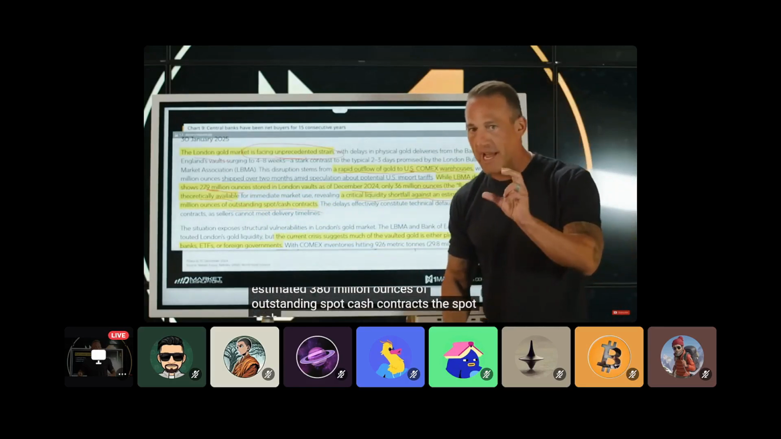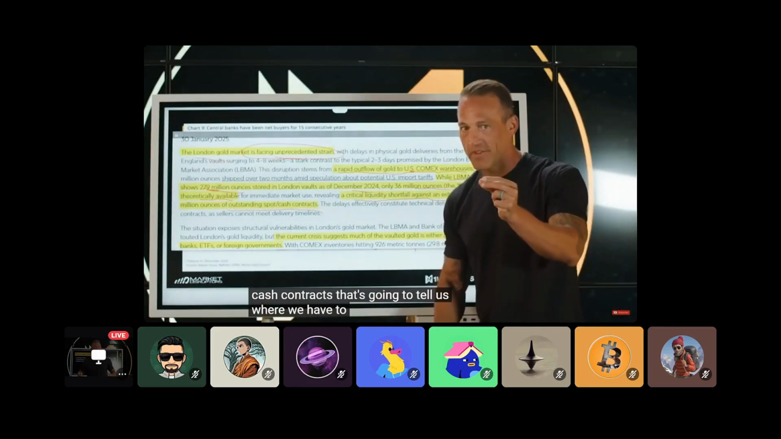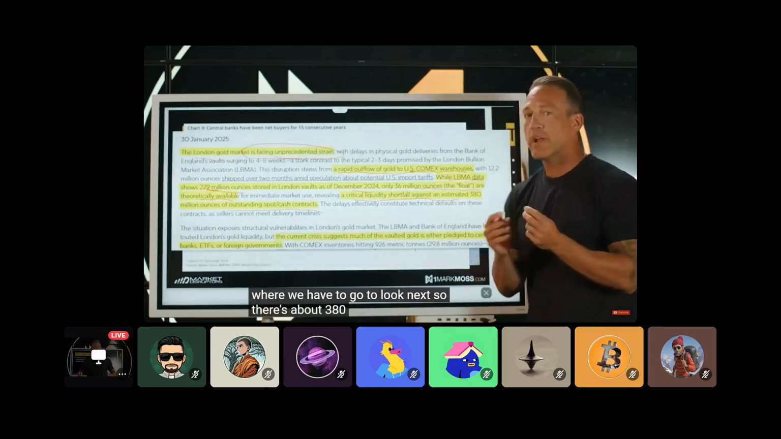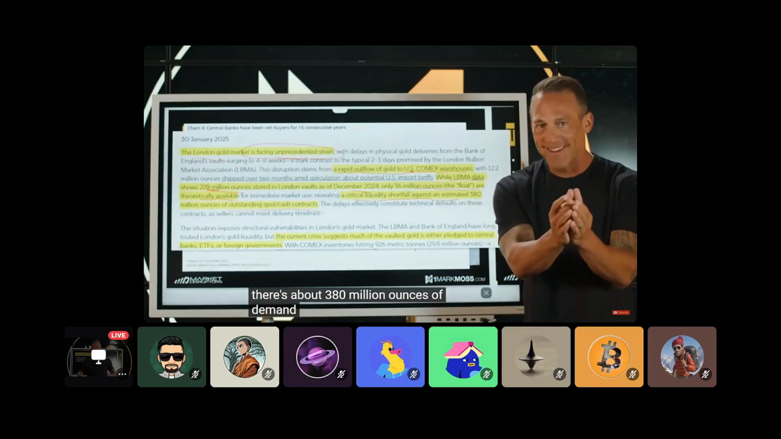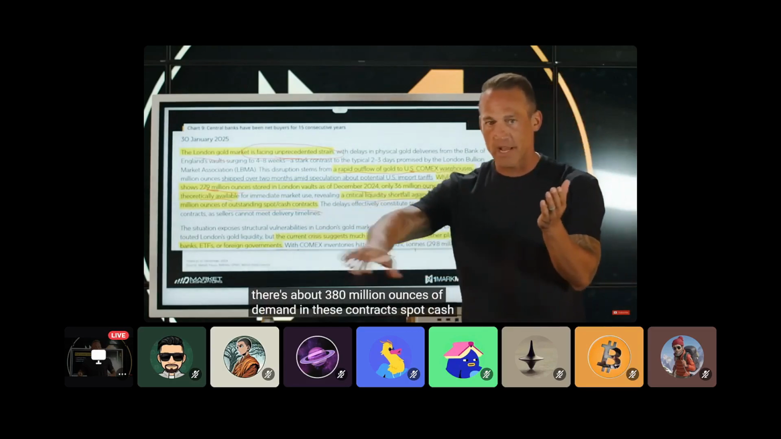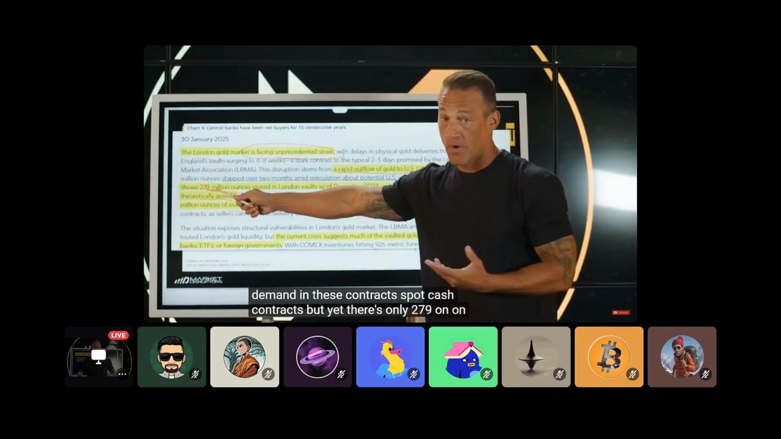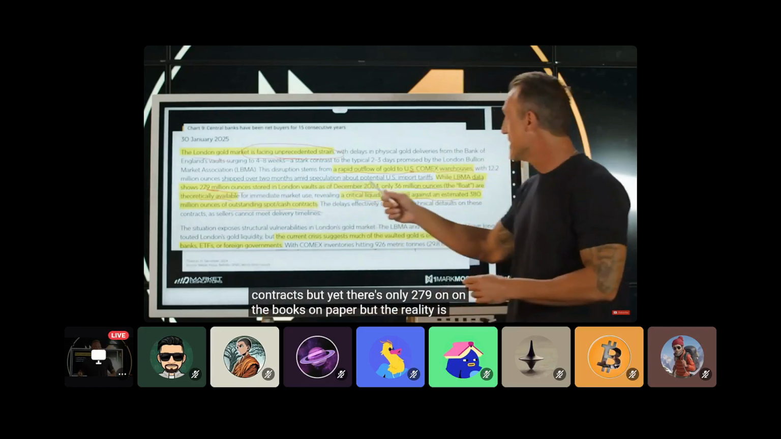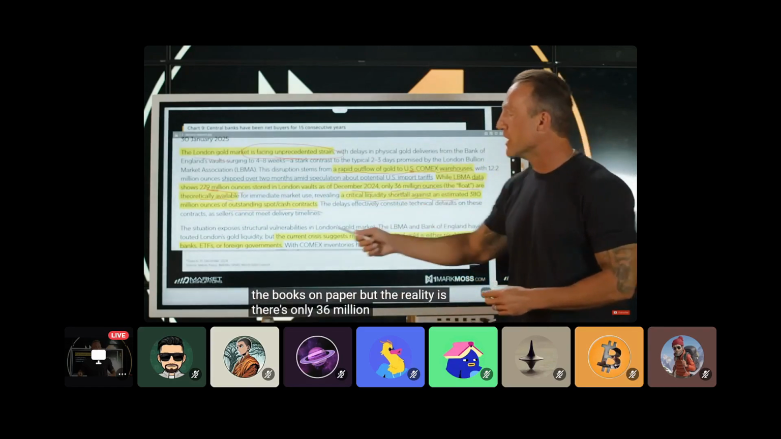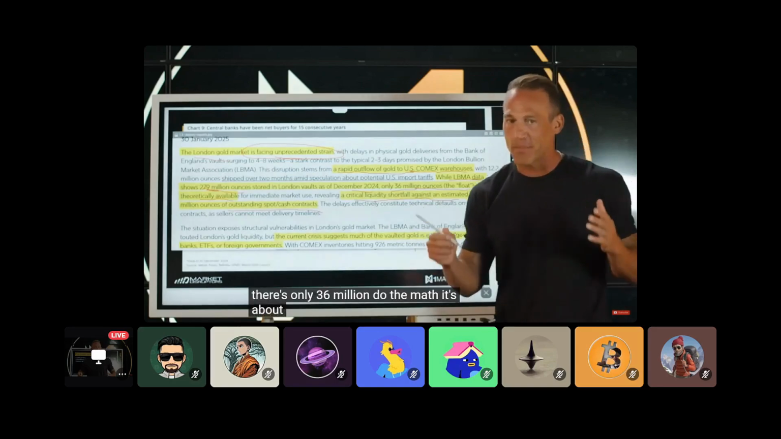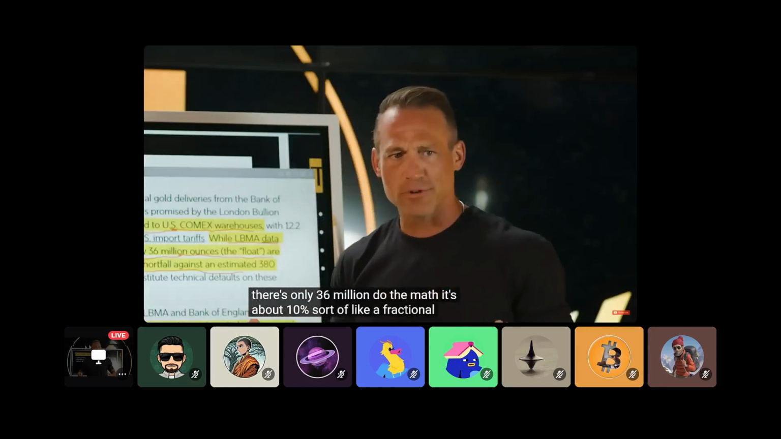The spot cash contracts, that's going to tell us where we have to go to look next. So there's about 380 million ounces of demand in these contracts, spot cash contracts, but yet there's only 279 on the books, on paper, but the reality is there's only 36 million. Do the math, it's about 10%. Sort of like a fractional reserve banking.